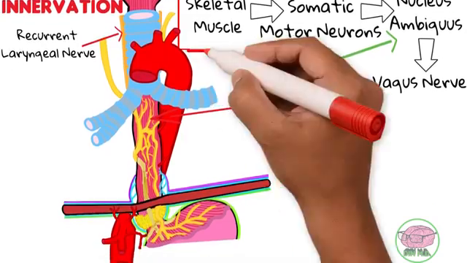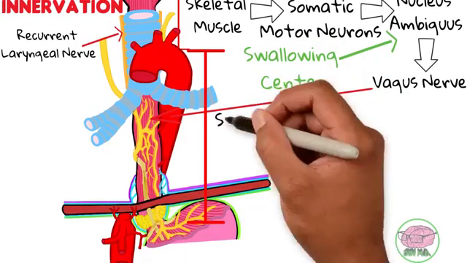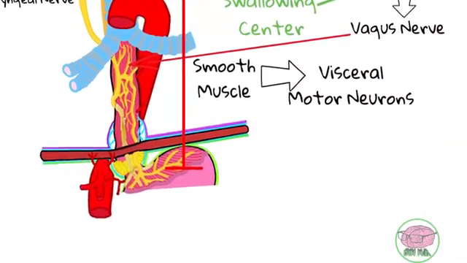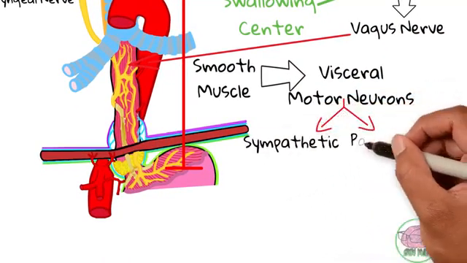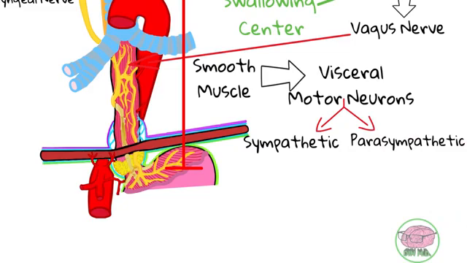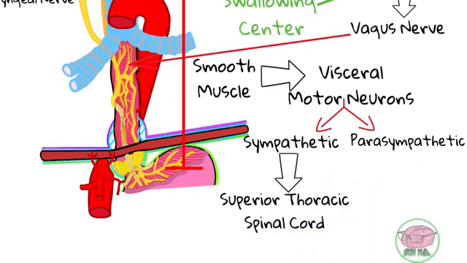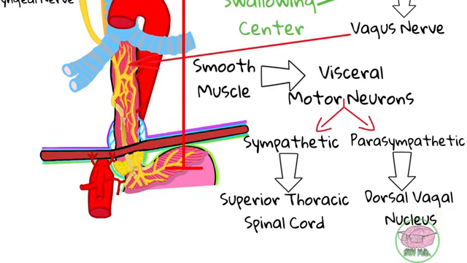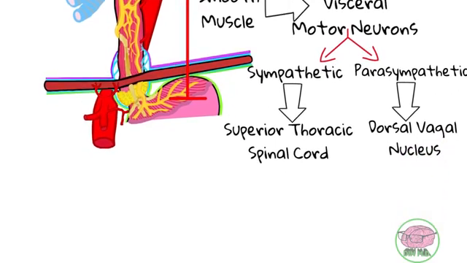The lower 2/3 of the esophagus, being smooth muscle, is innervated by visceral motor neurons, the sympathetic and the parasympathetic nervous systems. The sympathetic nervous system for the esophagus originates from the superior thoracic segments of the spinal cord, while the parasympathetic nervous system for the esophagus originates from the vagus nerve, specifically from the dorsal vagal nucleus, which is also located in the brainstem.